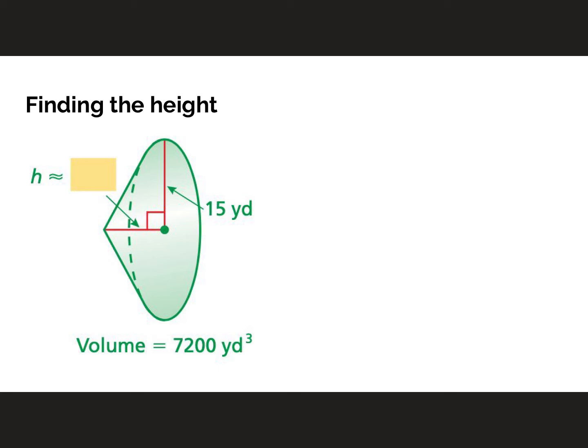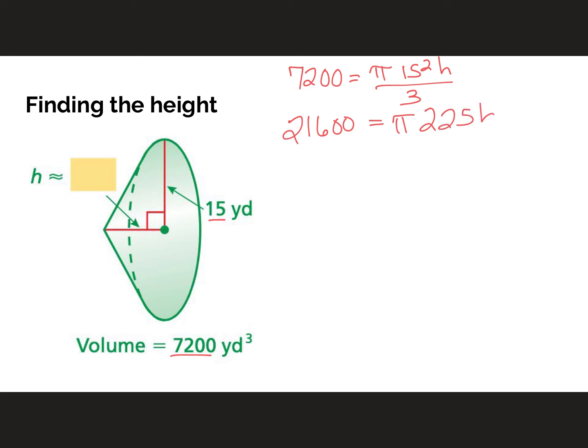Here I have a radius of 15 yards and a volume of 7,200. So again, 7,200 equals pi times 15 squared times h over 3. I'm going to multiply both sides by 3, which gives me 21,600 equals pi. And then I would change the 15 squared to 225. I'm going to divide both sides by 225.